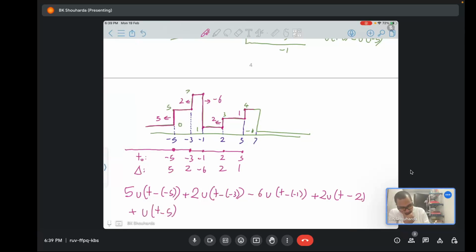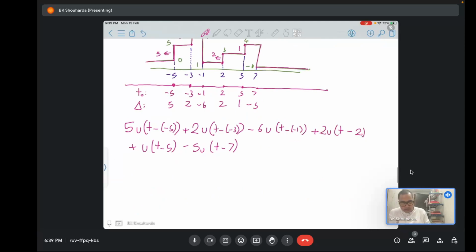Then I continue. I go down. I see from 4 I fall off to minus 1. That's a fall of how much? Minus 5. At 7, I continue. So it will be minus 5 u t minus 7.